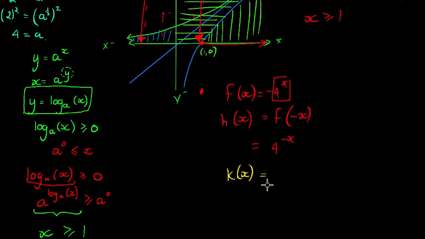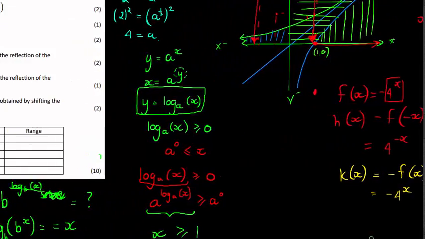Now I'm reflecting in the x-axis. Yes, so now it would be negative 4 to the power of x. Exactly. Now we just take our y value, f of x, and we multiply it with a negative. So this is negative 4 to the power of x. Well done.